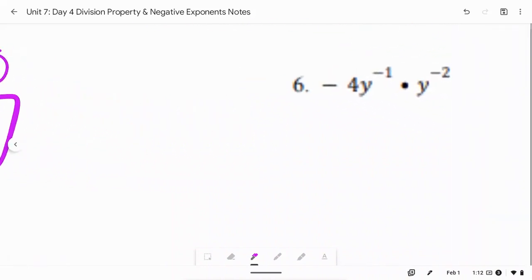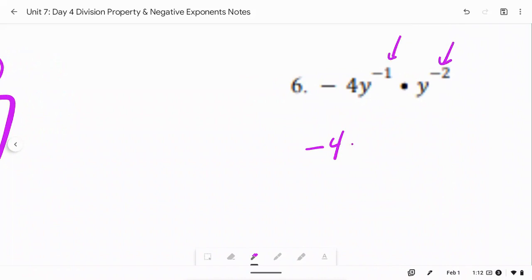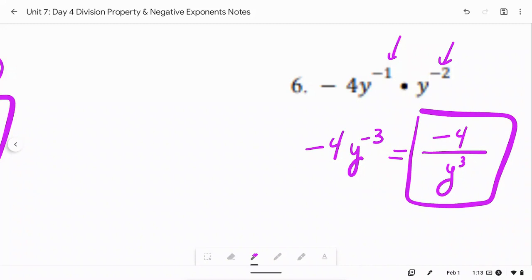For number 6, this is a multiplication problem. So we just bring down -4 since that's the only coefficient. And then we're going to add our exponents together. So I get y to the -3rd power. I can't leave my answer like this because I have a negative exponent. So the y needs to go into the denominator, and it would become a +3. And -4 is just going to stay in your numerator. So -4 over y to the 3rd power.